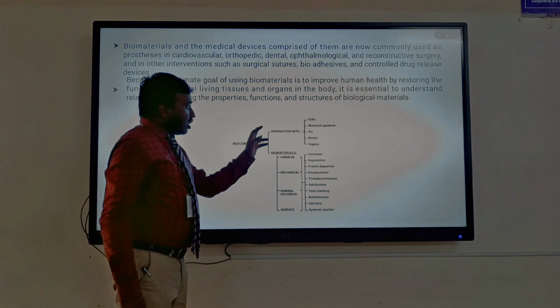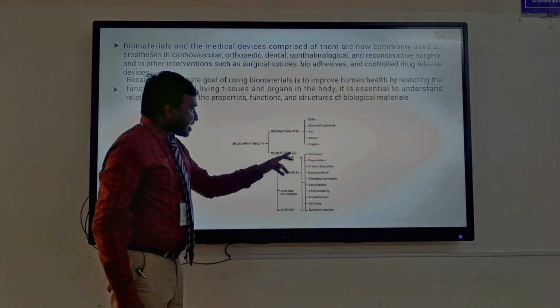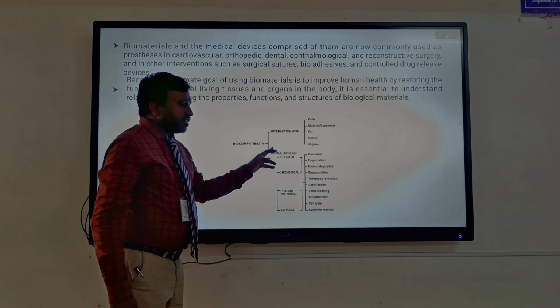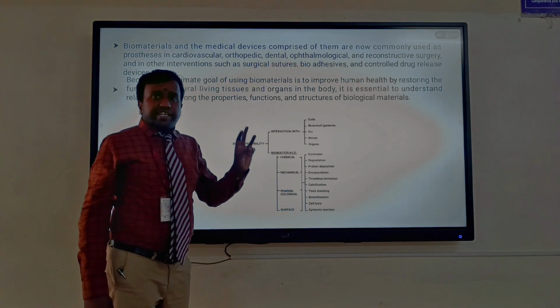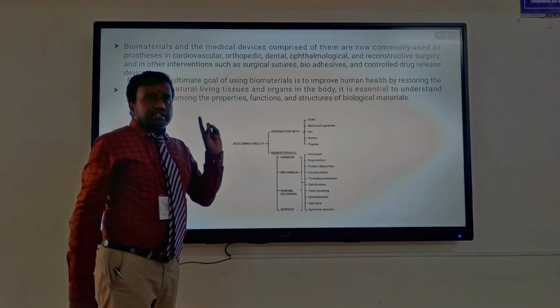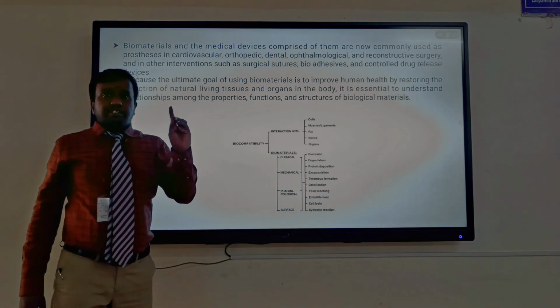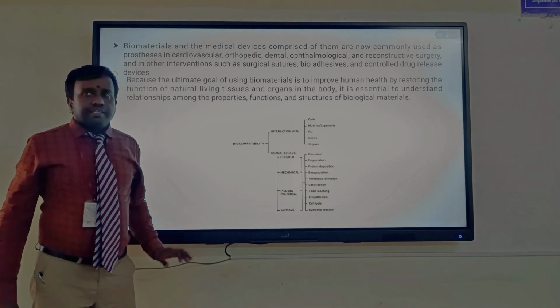One is the biological reaction with the cells and tissues within the body, and the second one is the property of the biomaterial. That is how chemically inert it is, how mechanically inert it is, and the surface properties, that is wear and friction. All these things come under biocompatibility.